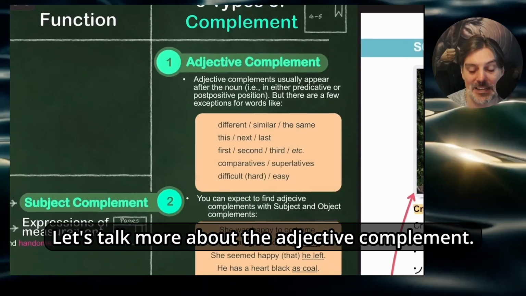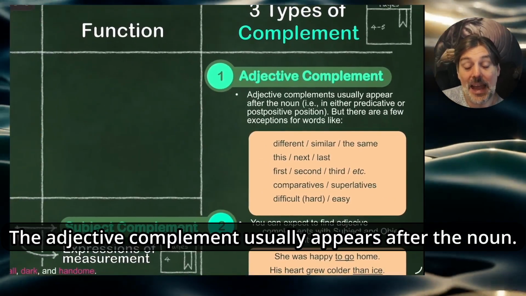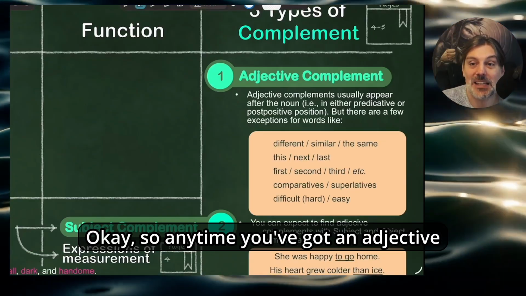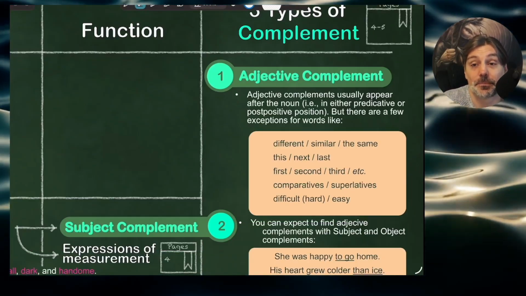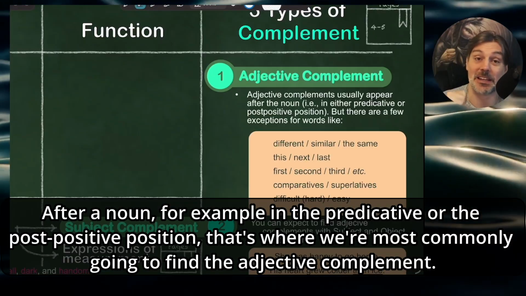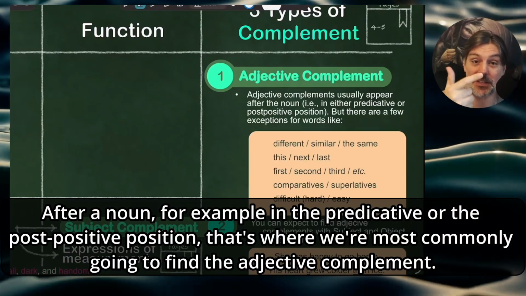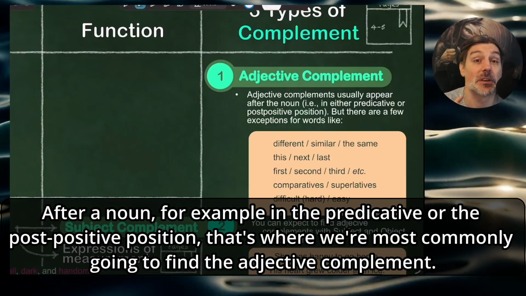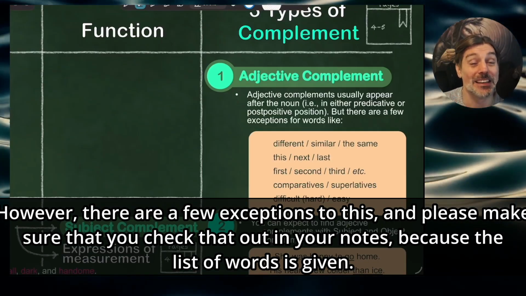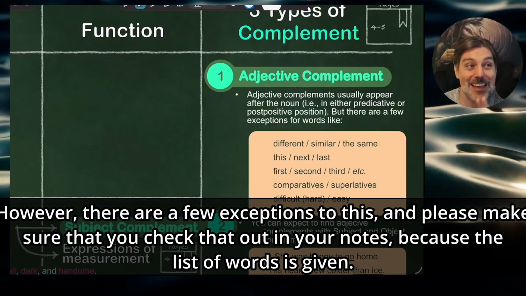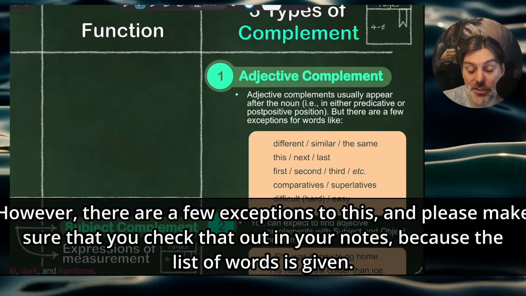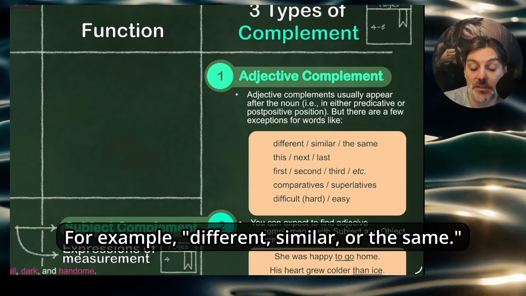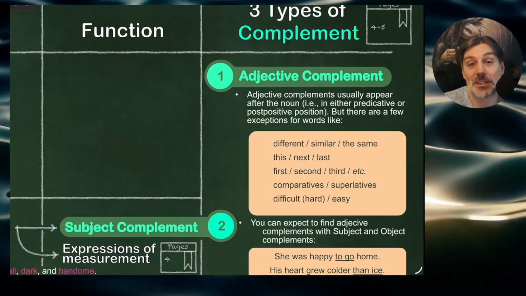Let's talk more about the adjective complement. The adjective complement usually appears after the noun. So anytime you've got an adjective after a noun, for example, in the predicative or the post-positive position, that's where we're most commonly going to find the adjective complement. However, there are a few exceptions to this, and please make sure that you check that out in your notes because the list of words is given. For example, different, similar, or the same.